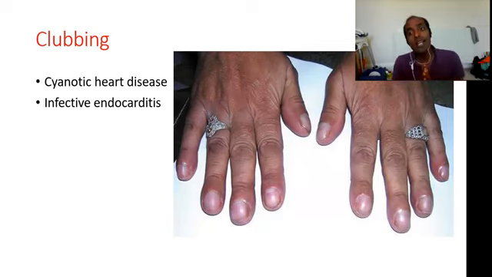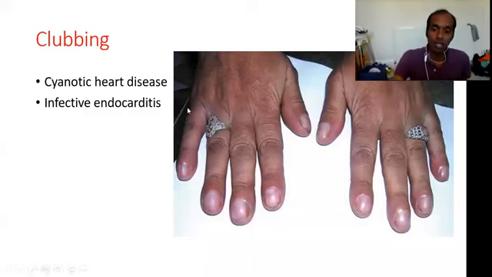And for your information, clubbing is also seen in another cardiovascular condition called atrial myxoma, which you can write down. It's not on the slide. Atrial myxoma is a tumor in the atrium. It's a heart tumor. That also causes clubbing. And some of the manifestations of atrial myxoma are very similar to infective endocarditis. All right.